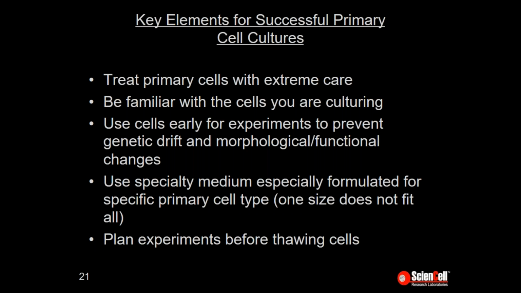So here I've compiled some key elements for successful primary cell cultures. As I've noted several times, it is critical to treat your primary cells with extreme care. Also, be familiar with the cells you are working with and use cells as early as possible for experiments to prevent morphological changes from occurring. Additionally, using a specialty medium especially designed for a specific primary cell type is highly beneficial, as each cell type has unique requirements. Lastly, if you use primary cells from ScienCell, please read the cell culturing protocol on the product sheet thoroughly, because we've already optimized the culturing conditions for you, and also remember to plan your experiments well before thawing your cells.